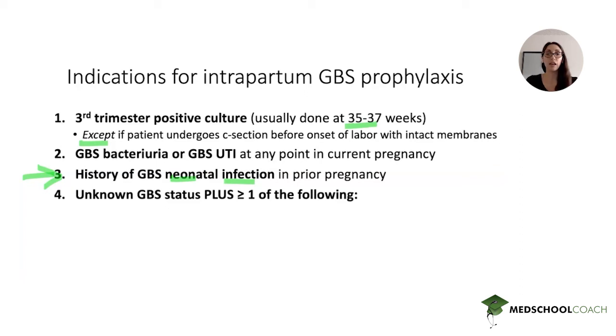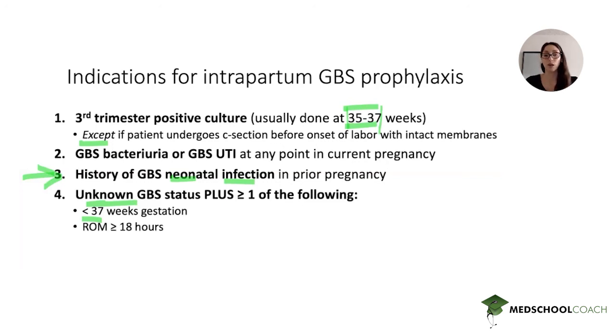And then finally, if the GBS status is unknown and the mother meets one of the following criteria, it's also an indication for GBS prophylaxis. The first one is less than 37 weeks gestation. If the baby is born preterm, the mother's GBS status might not actually be known, because if testing is not done until 35 to 37 weeks, we might not know her status. Preterm infants are at increased risk of all neonatal infections, including GBS, so we routinely give intrapartum GBS prophylaxis if their status is unknown and less than 37 weeks.